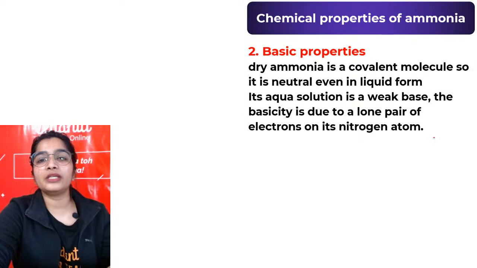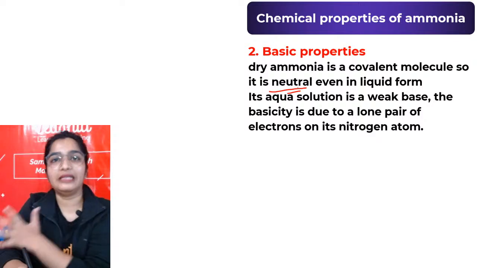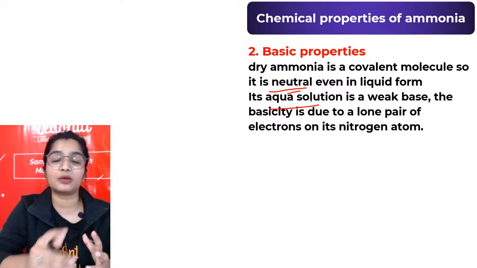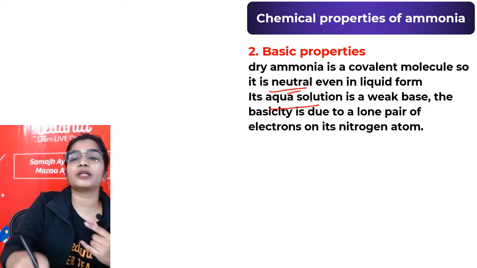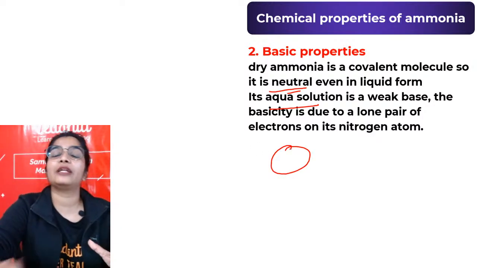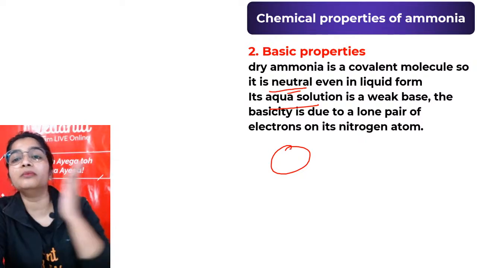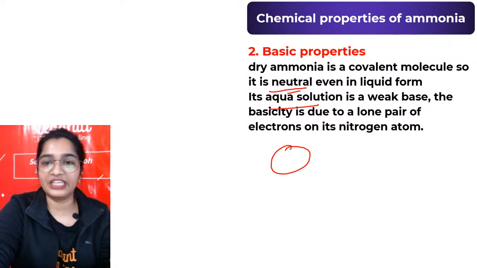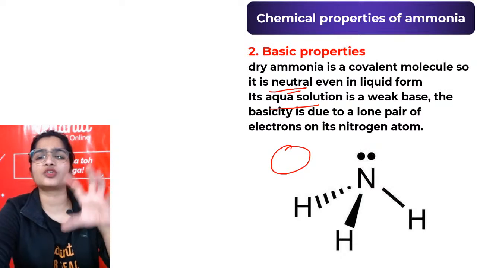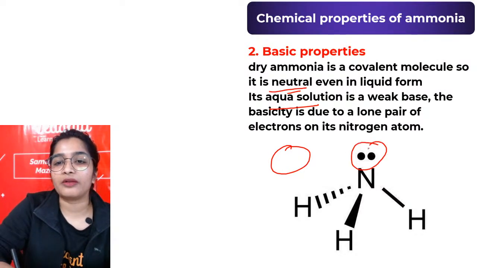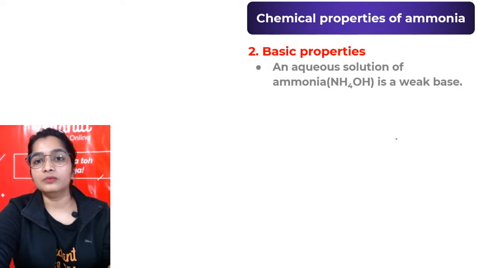So its basic properties: dry ammonia is a covalent molecule, so obviously it is neutral even in liquid form. In its aqueous solution, it's a weak base. So why is it basic in nature? Because of the presence of a lone pair of electrons, and it can accept a proton and form the ammonium ion. So that is the reason it's a weak base. So this is the structure of ammonia. You can see the lone pair, which can be donated. That is the reason it is basic in nature.